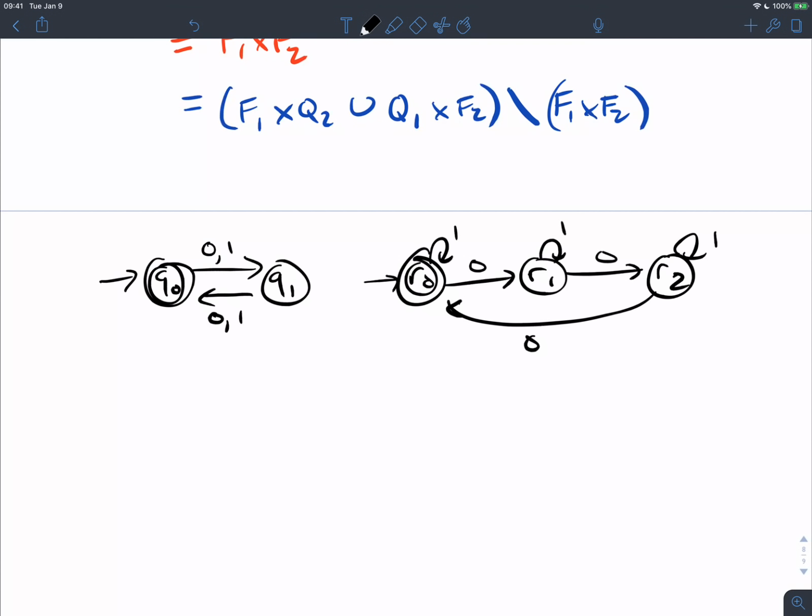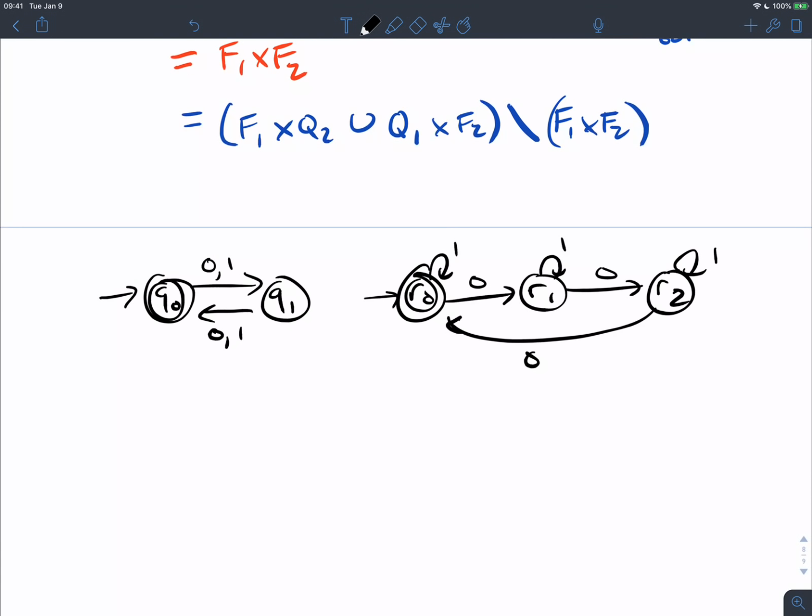What's the language of the first machine? Just looking at it, can you figure out what language it is? Right, even number of characters, even length. Good. What about the second machine? So this one's a little more non-trivial.